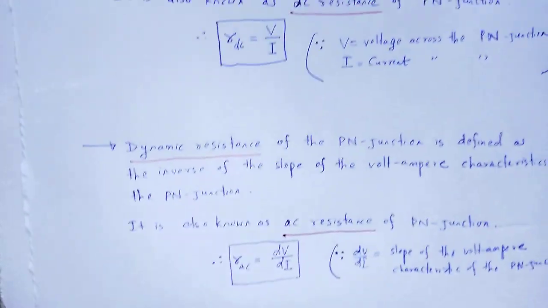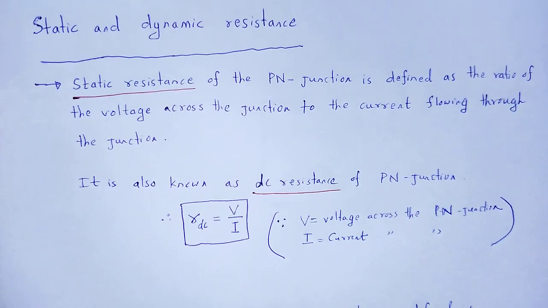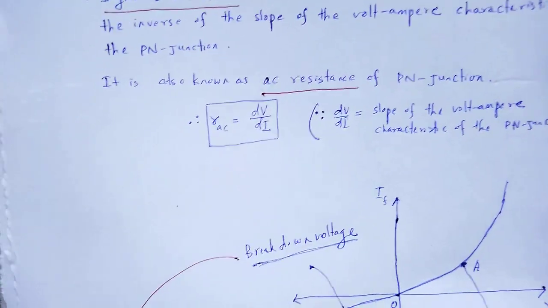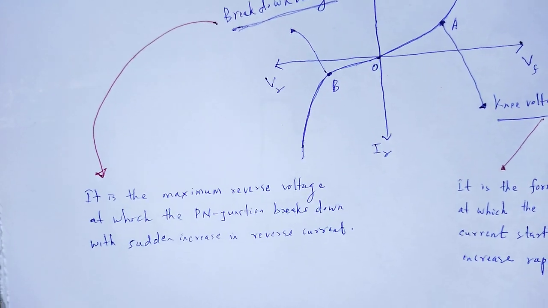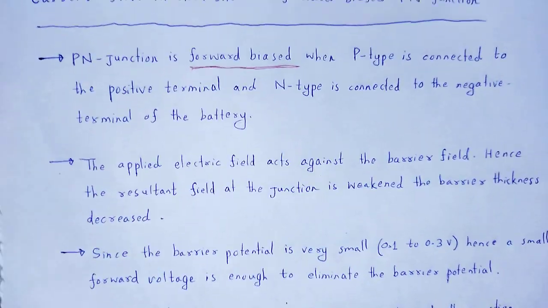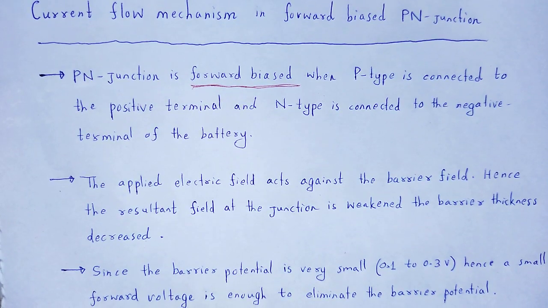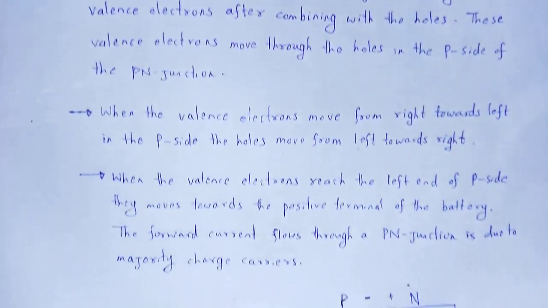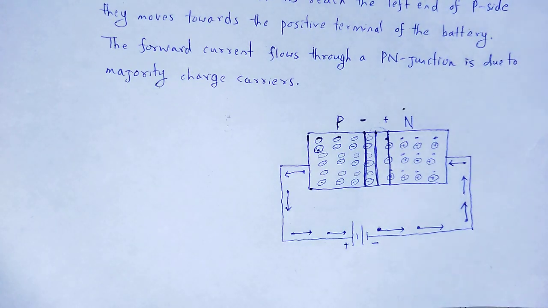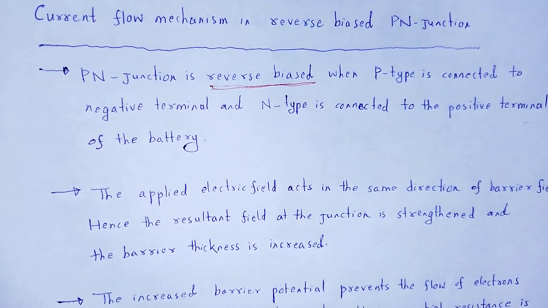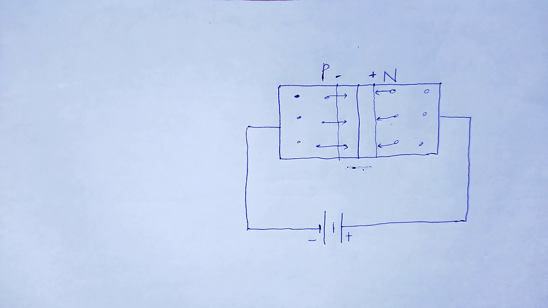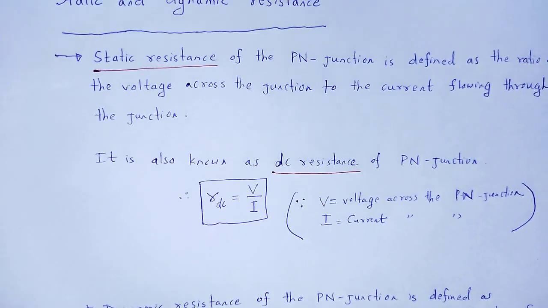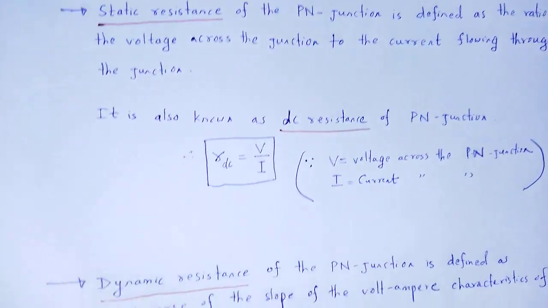In this way, we discussed static and dynamic resistance, and the idea of breakdown voltage and knee voltage. So, with the help of this video lecture, we understood the concept of the current flow mechanism in a forward biased p-n junction, the current flow mechanism in a reverse biased p-n junction, and an idea of static and dynamic resistance.